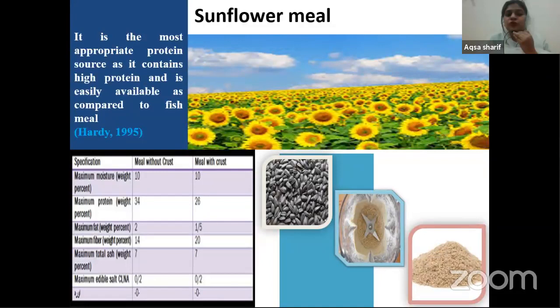Because it is the most appropriate protein source, with a protein content in the range of 34%, and it is also easily available as compared to fish meal or other meals. For the fish farmer, the most appropriate meal is one that is easily available, economical, and in good supply, that shouldn't be in short supply. So I used sunflower meal.